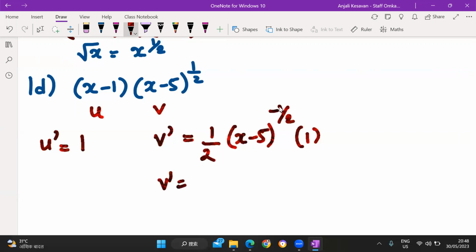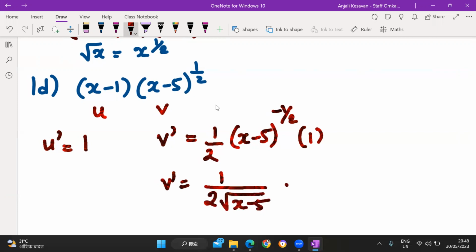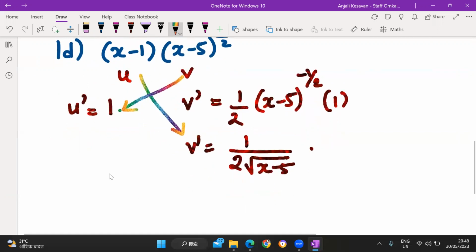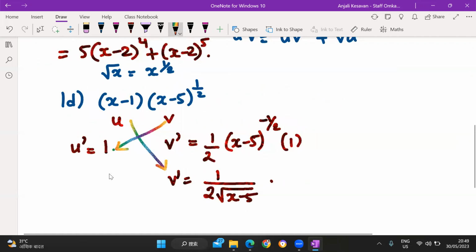Okay, so which is equal to half times, because it's a negative power, what will we do? It will go to the denominator. So half times 1 upon root of (x minus 5), that is, 1 upon 2 root (x minus 5). Is that understood? Now substitute this back into our solution. What is the solution now? What did I say? Cross multiply u to v dash and v to u prime.